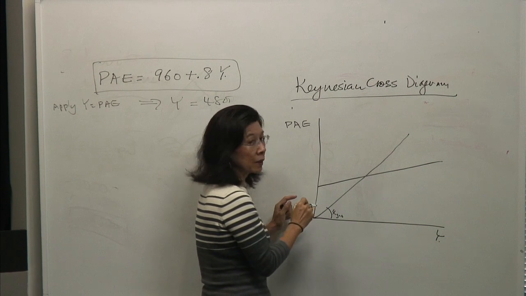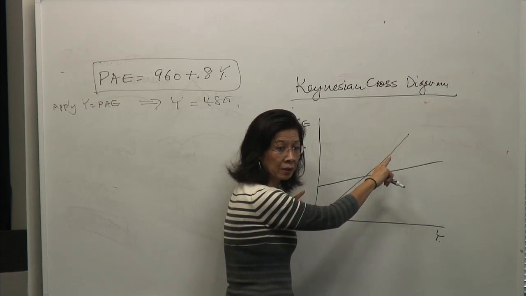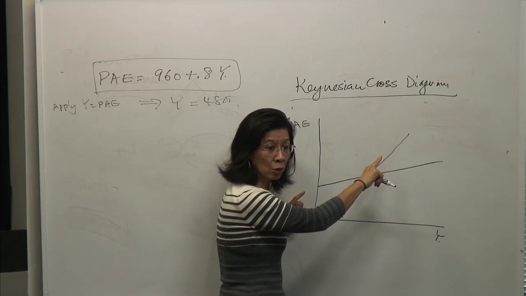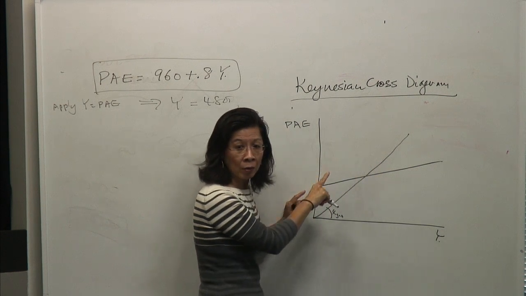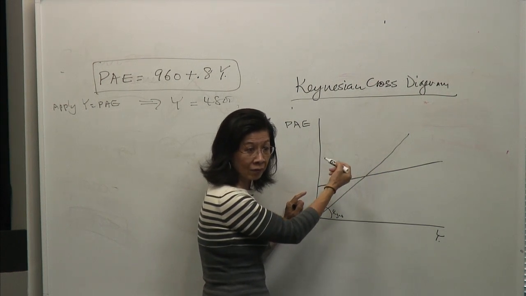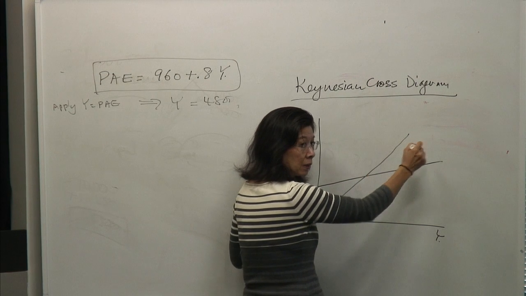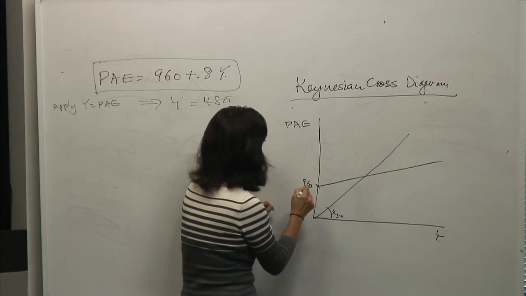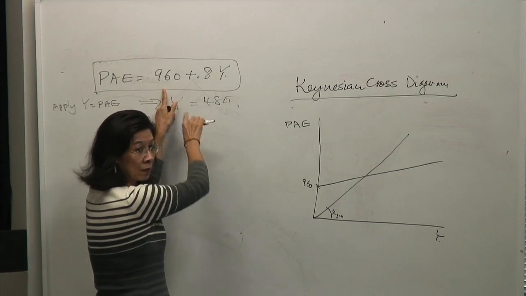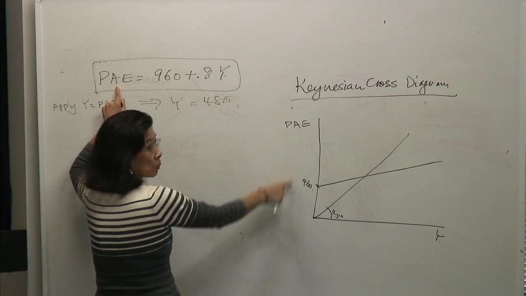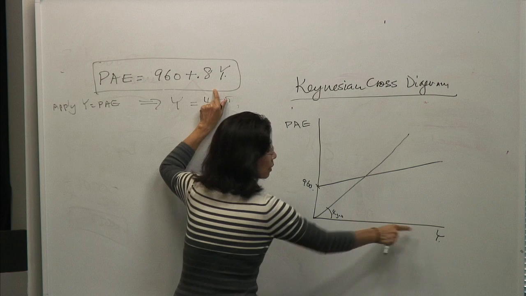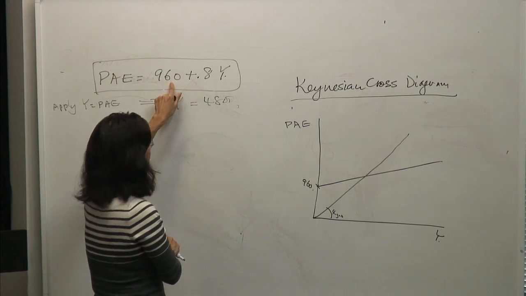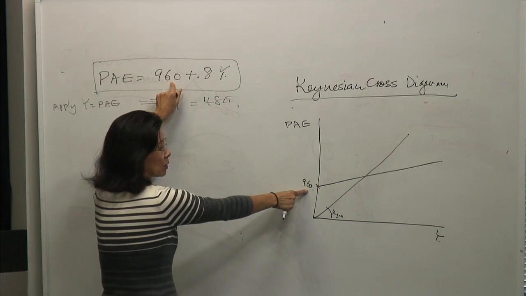Now, please, everybody, this line that I'm drawing, yes, it is a straight line. It has a slope. It is not a horizontal line. It's not flat, okay? It's going up. It has a little bit of slope. So this point here is 960. Remember your high school math? So PAE is on your Y-axis, your Y is on the horizontal axis. 960 is your intercept term.